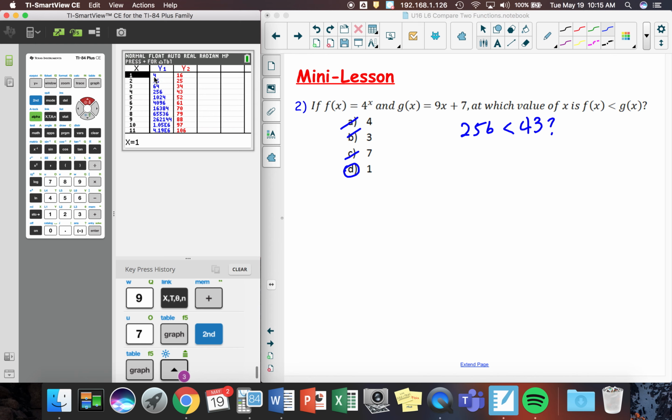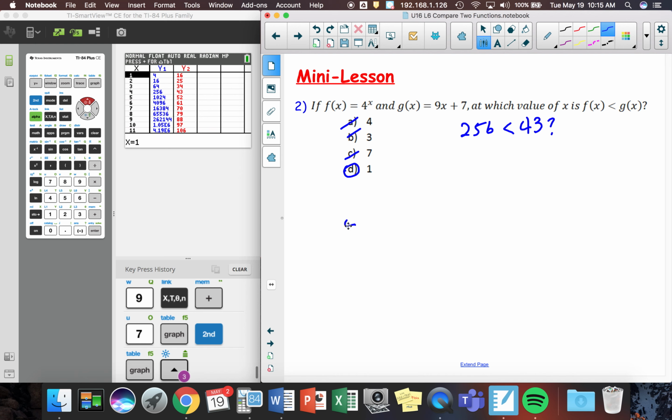So when I plug in 1, I have 4 and 16. 4 is definitely less than 16, so that's my answer. If I were to plug in all of these answer choices, you can see you're going to get the exact same numbers. But I'm just going to plug in the right answer so you can see.